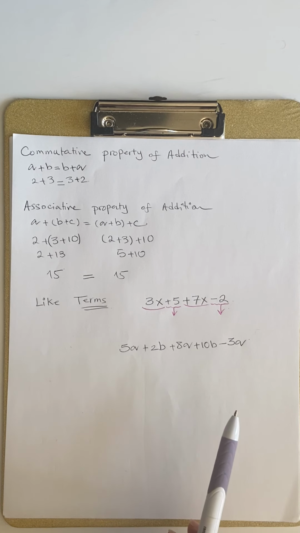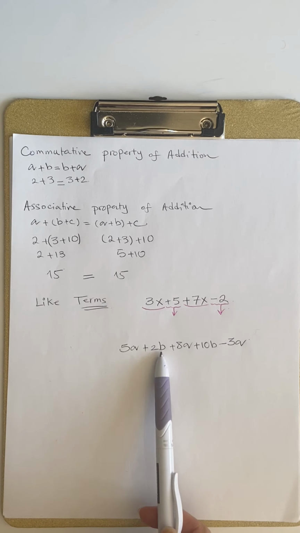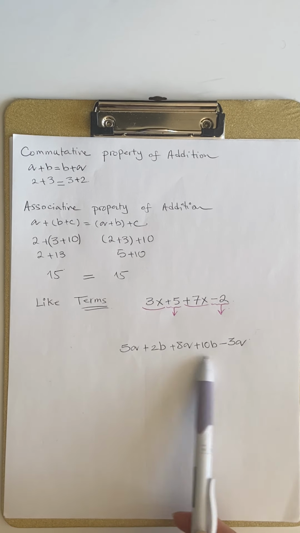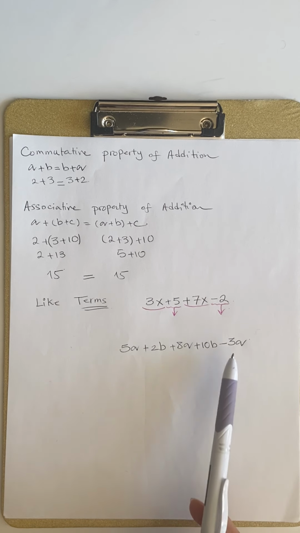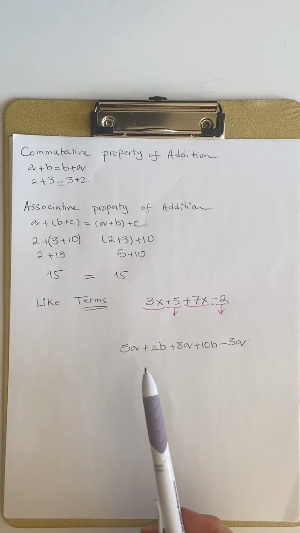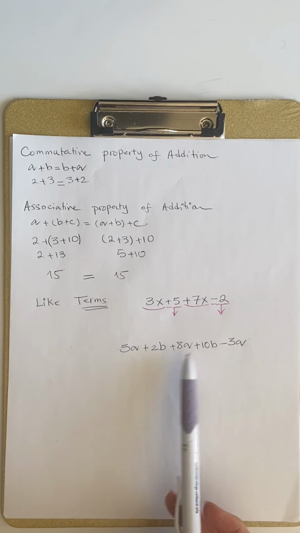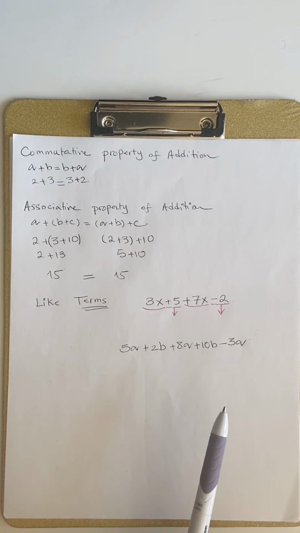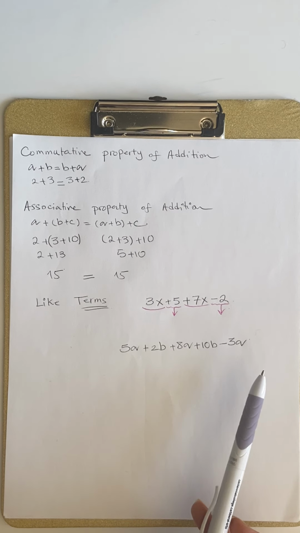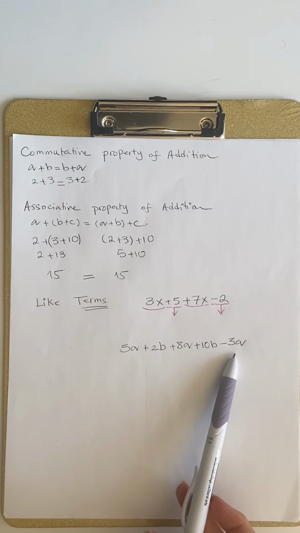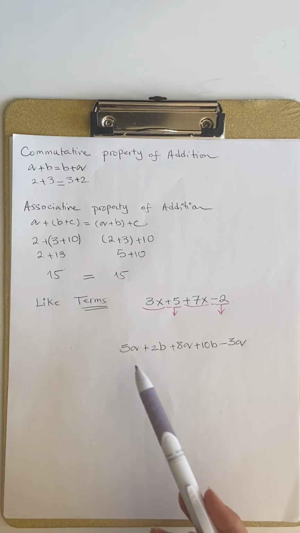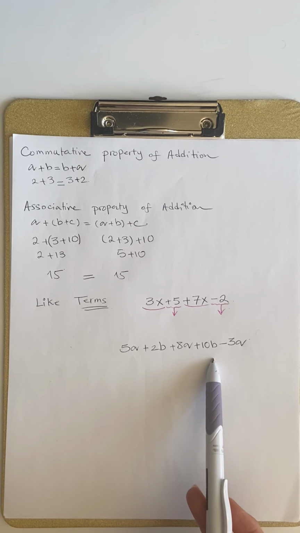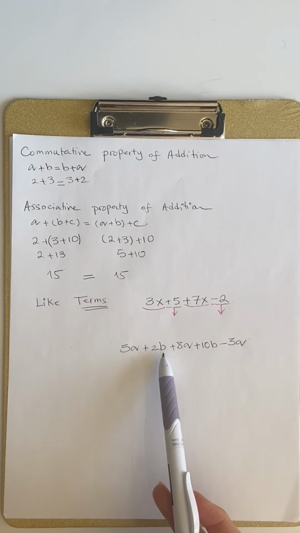How many terms do you see in this expression? 1, 2, 3, 4, and 5. There are 5 terms. They're added or subtracted with each other. Since 5a and 8a and negative 3a have a common variable, which is the a, we call them like terms. You can add them or subtract them. And 2b and plus 10b are like terms as well.